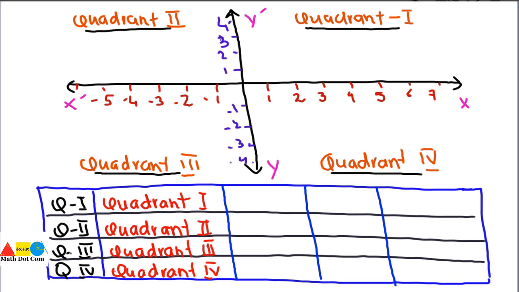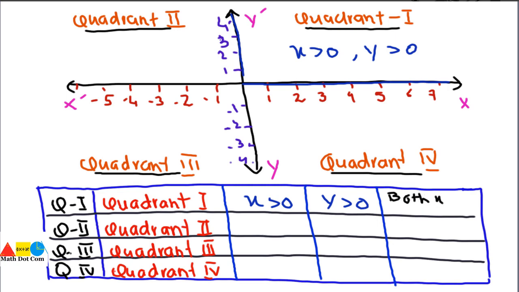In quadrant 1, you will notice that we have x positive. This x is in quadrant 1 and this y is in quadrant 1. It means in quadrant 1, x is greater than 0 and y is greater than 0. It means both x and y are positive in quadrant 1. So we will write in the table that in quadrant 1, x is greater than 0 and y is greater than 0, where greater than 0 means they are positive. This means both x and y are positive. So this was about quadrant 1.